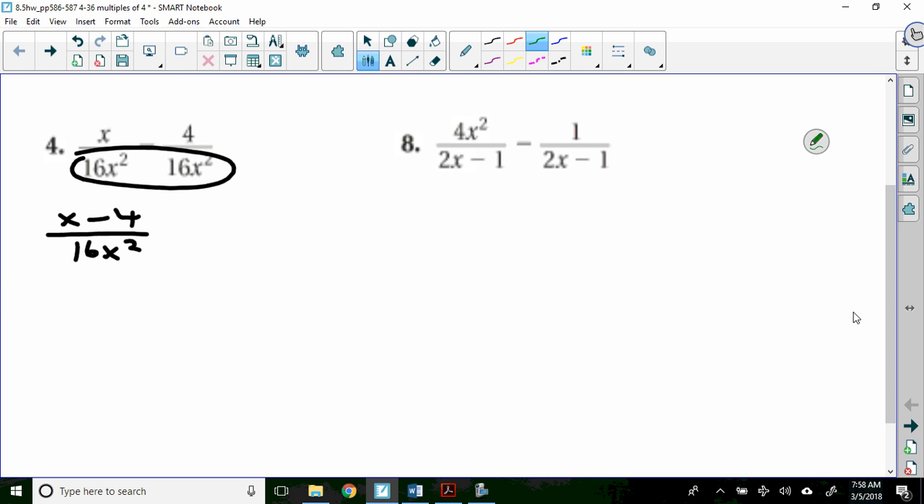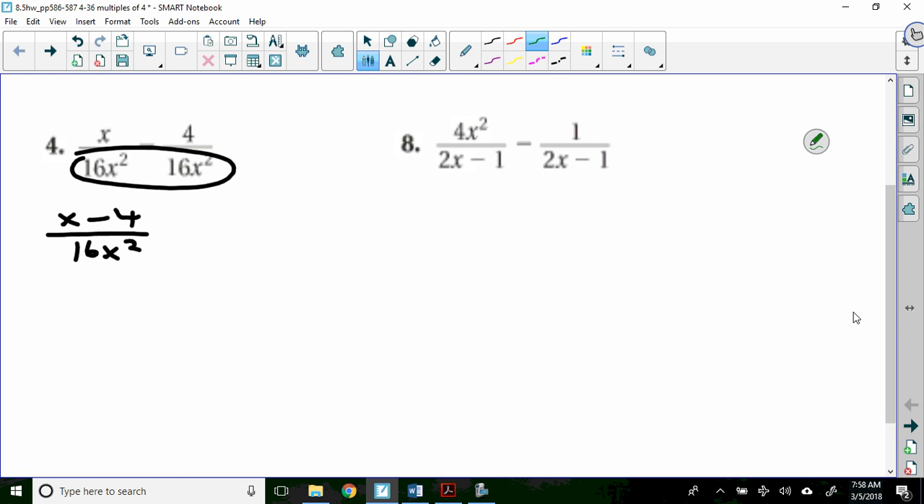You can't cancel anything because not all terms have like factors. Yes, x and 16x squared share an x, okay, but number 4, x minus 4 over 16x squared, that's it. That's the answer. That's all there is to it.